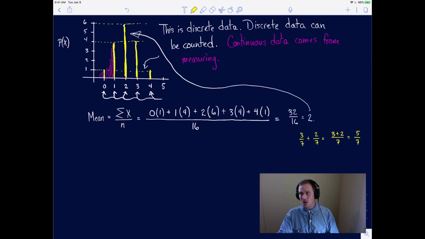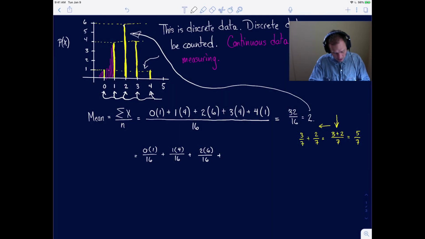Now, let's undo all of our learning. Or in other words, let's do it backwards. Where are we? Right now, our formula is about this stage. But I wanted to go backwards. I wanted to separate all the fractions. And when I do that, notice that the common denominator is 16 in every single one. So I'm going to write this as 0 times 1 over 16 plus 1 times 4 over 16 plus 2 times 6 over 16 plus 3 times 4 over 16 plus 4 times 1 over 16.